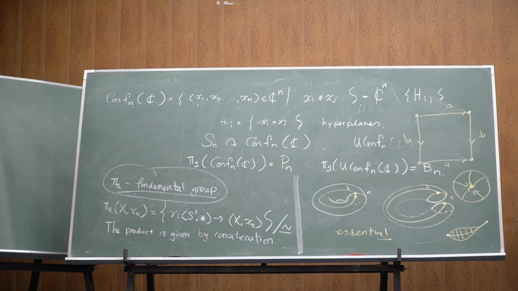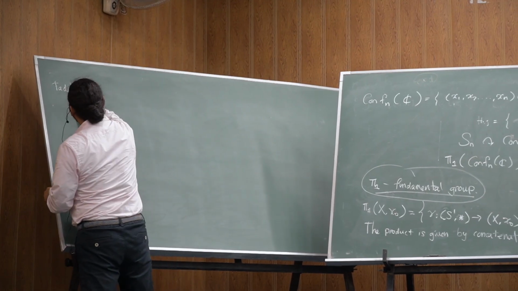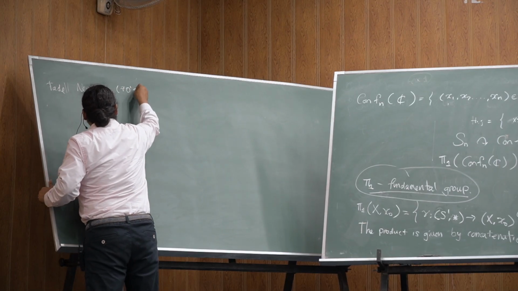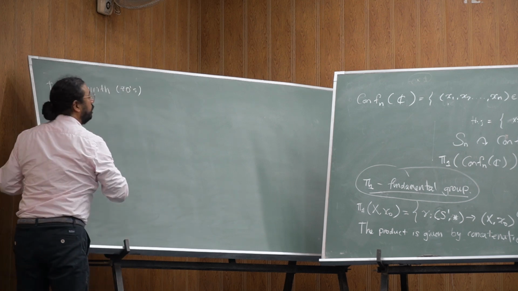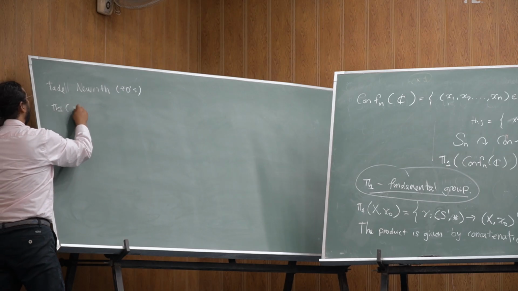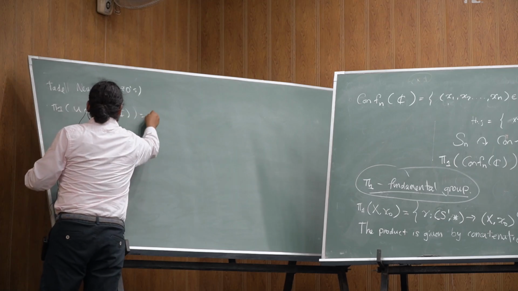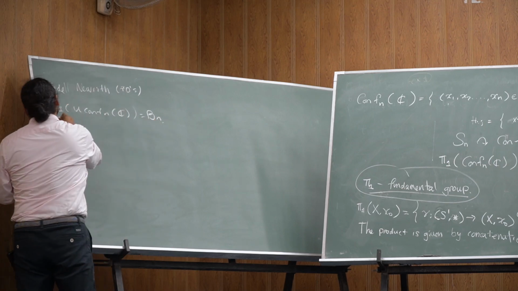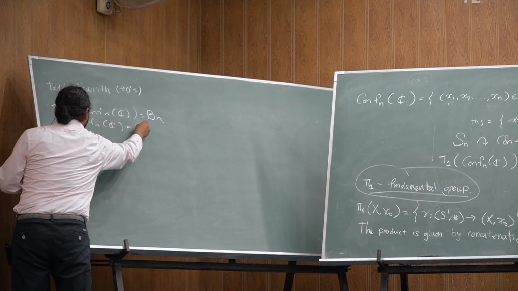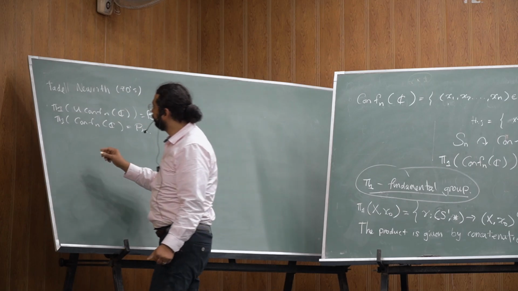Fadell and Neuwirth, in the 70s. They proved that pi_1 of the unordered configuration space of C is the braid group, and of the configuration space of C is P_n, the pure braid group. And what does this mean? Okay, this means the following.